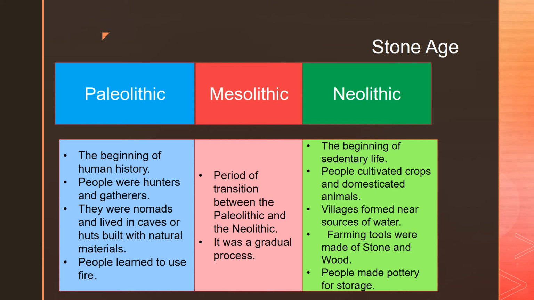Next was the Mesolithic period. This was a period of transition between Paleolithic and the Neolithic period. It was a gradual process.